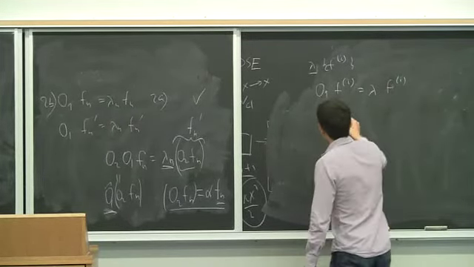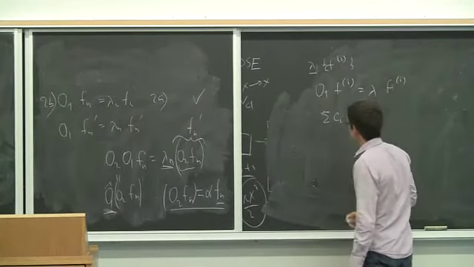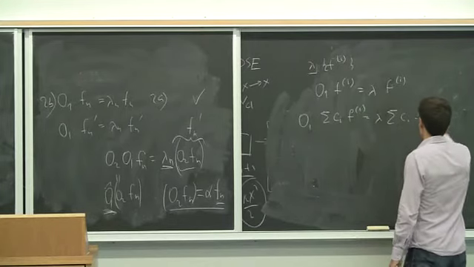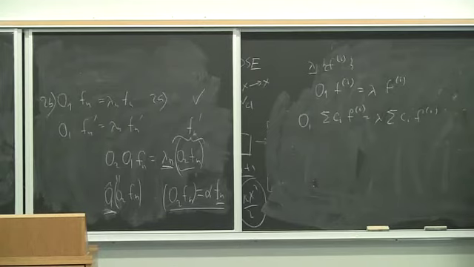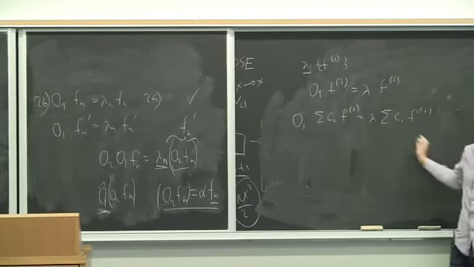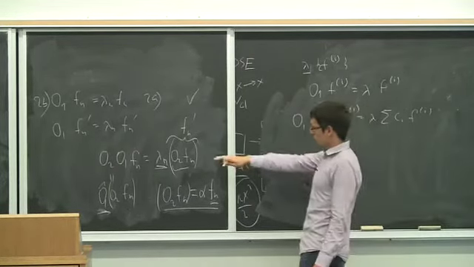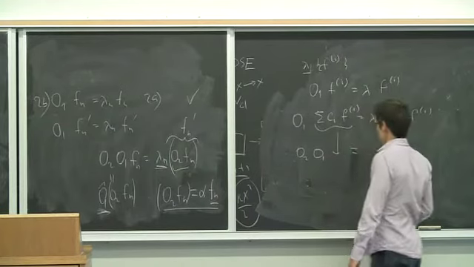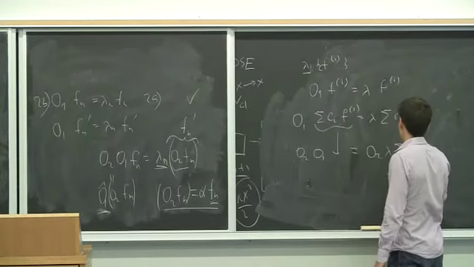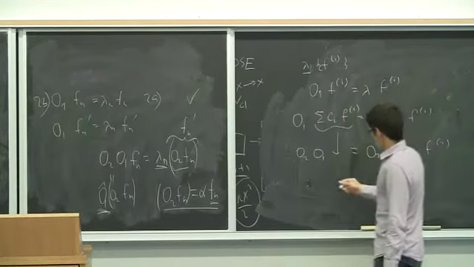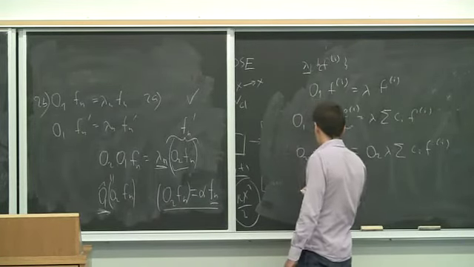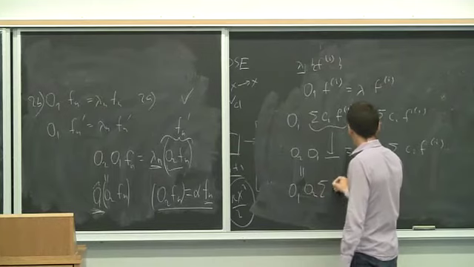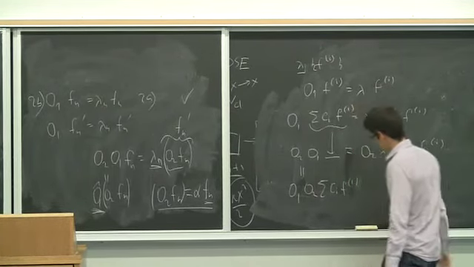Then we take a linear combination of them, sum ci fi, right? And if we have a linear combination of them, O1 will still produce lambda times the linear combination of these functions, because each one of them will produce lambda, so we take lambda out. Okay, now we follow the same logic: O2 O1 on this linear combination will be O2 lambda sum ci fi. And then this is equal, because O2 and O1 commute, to O1 O2 acting on the linear combination ci fi.